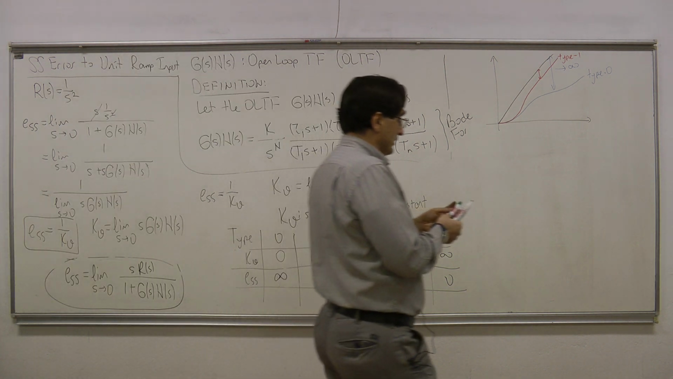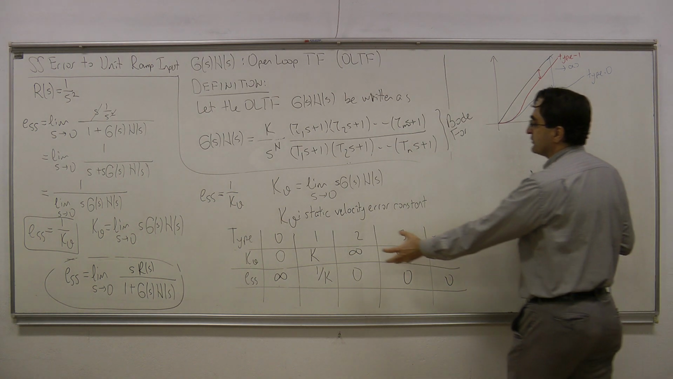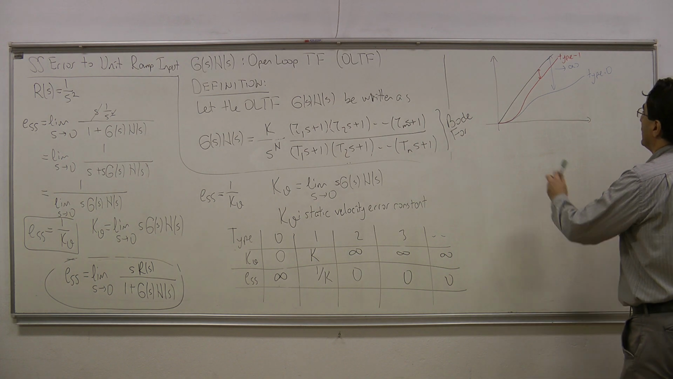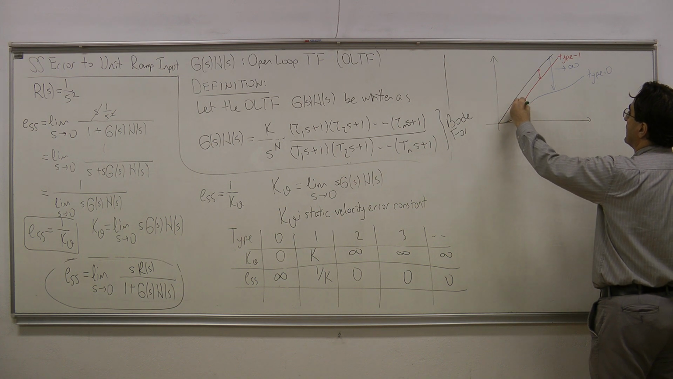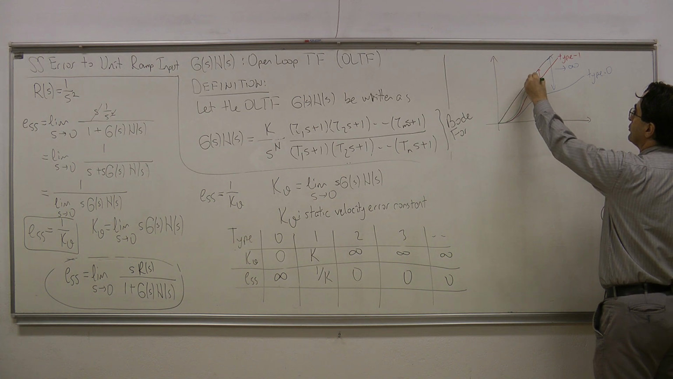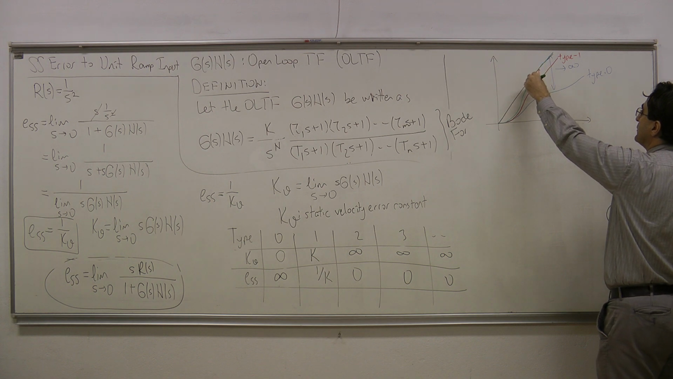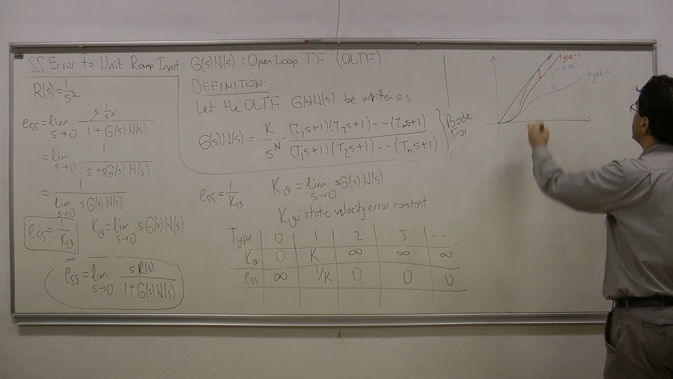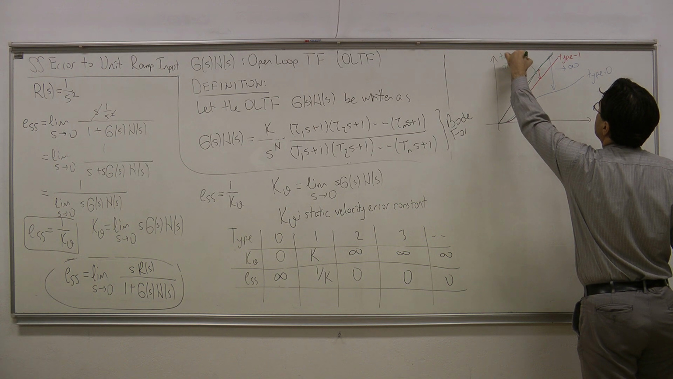And what about the type 2 or higher systems? Those systems would be having zero steady state error. So a type 2 or higher system would be responding something like this. They would first start getting away from the reference, but they would converge exactly on top of the ramp response. So there would be perfect convergence at the end as time goes to infinity. So this is type 2 or higher.